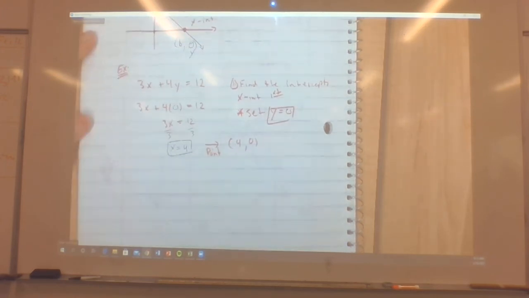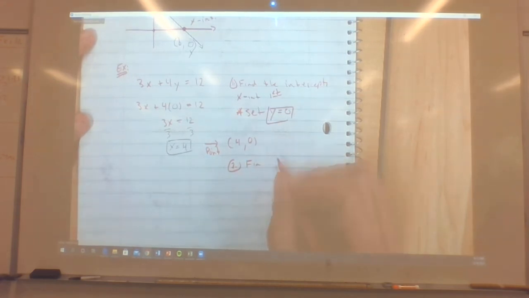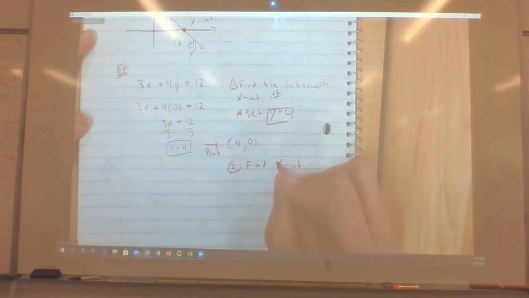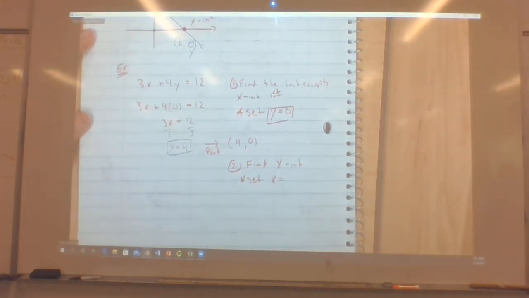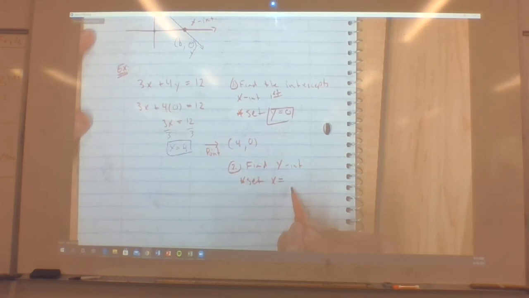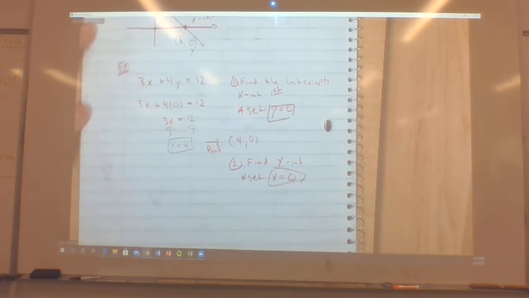Okay, number 2. Find y-intercept. Set x equal to what? Set x equal to what? 0. Same equation. Same equation.